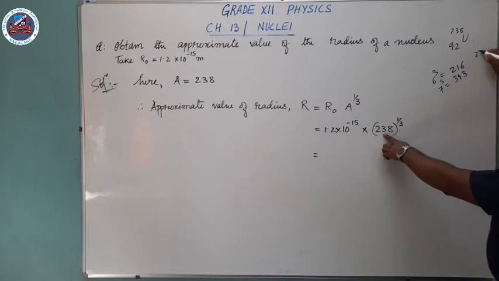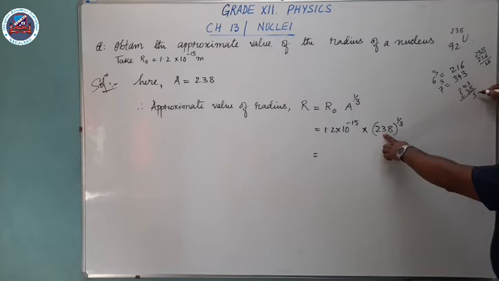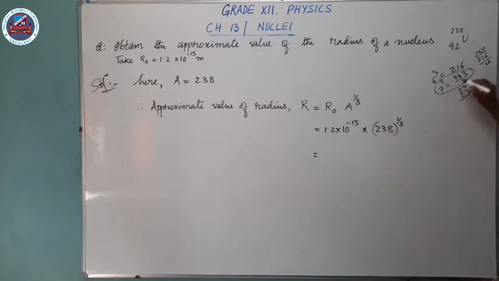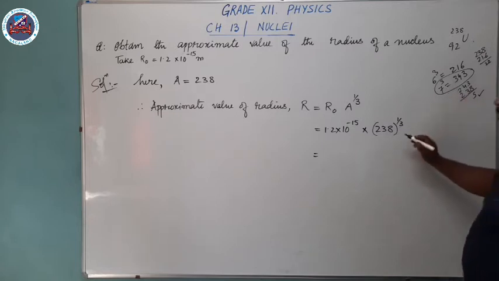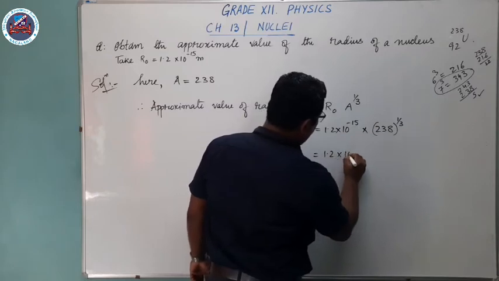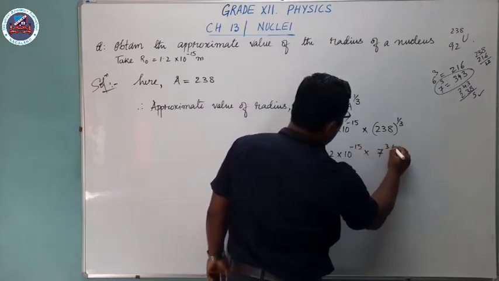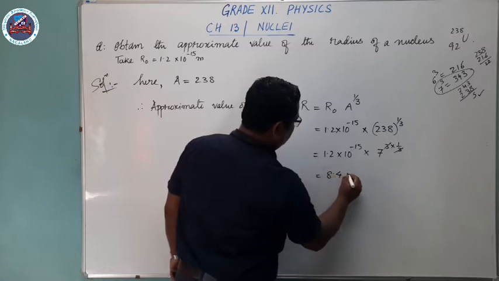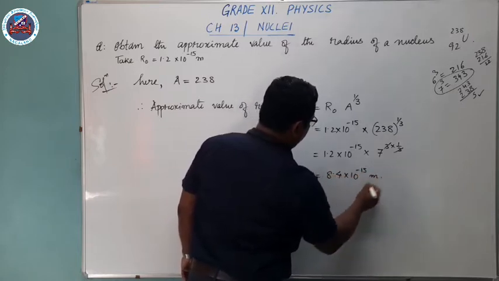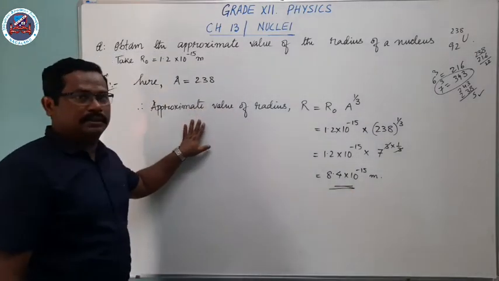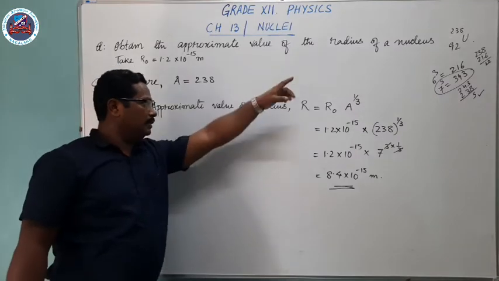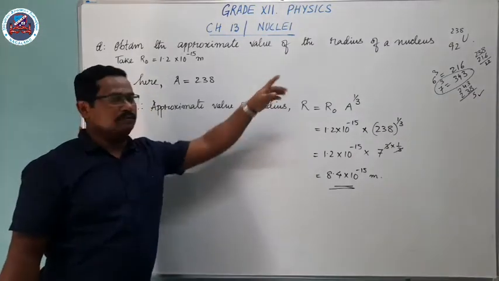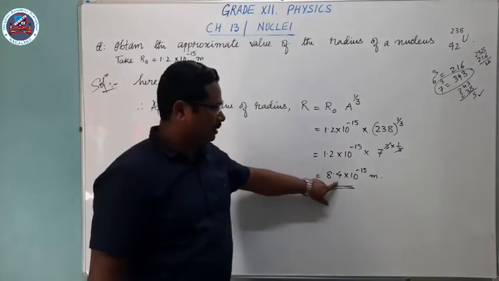Then you can find the difference. 238 and 216, difference is 22. And 238 and 243, difference is 5. Only 5. So this value you will take. So the cube root of 238 you will take as around 7. And if you take around 7, the number which is close, then you have to take it and do 7 into 1.2. Then 7 twos are 14, 4, 1 in hand. 7 and 7 plus 1 is 8 into 10 to the power minus 15 meter. Like this you can calculate the radius of the nucleus that is given to you. And here the atom given to us is uranium, the nucleus of uranium. The radius of the nucleus of uranium will come out around this much approximately.